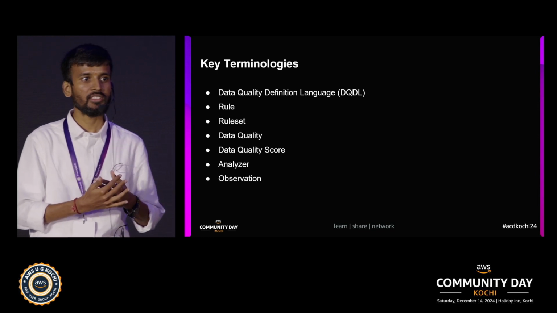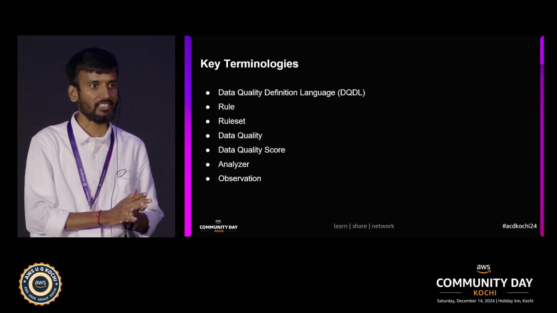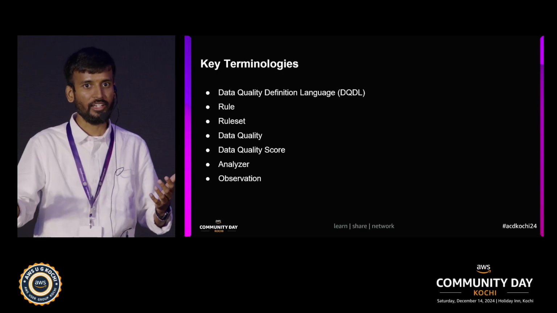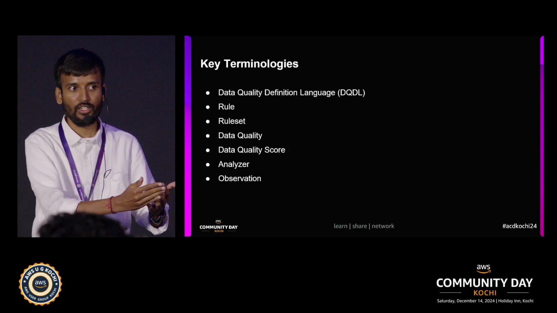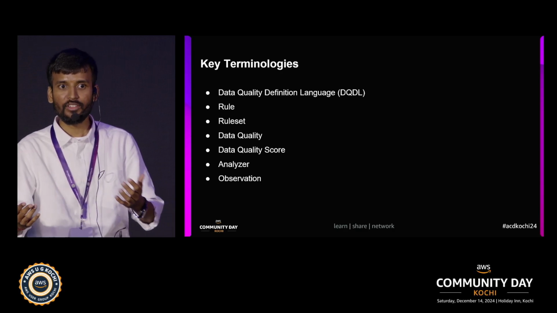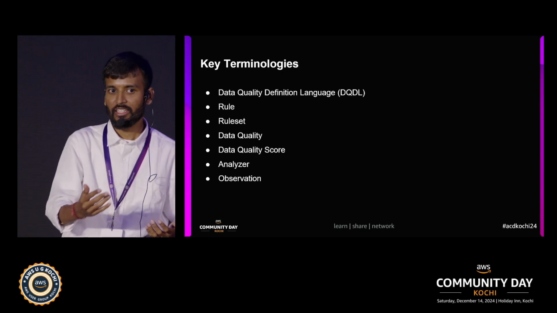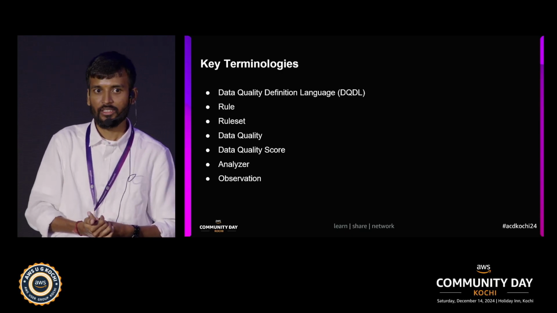Data quality score is nothing but this: assuming that I have 20 rules applied on a specific data set, out of which some of the rules pass and some fail. Let's say 19 rules succeeded out of 20 and 1 rule failed, which is about 95% of my rules passed and 5% failed. That score is calculated as the data quality score.